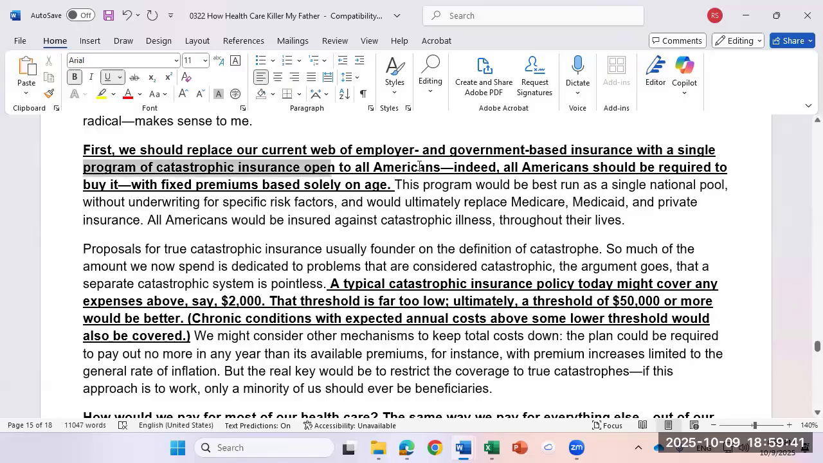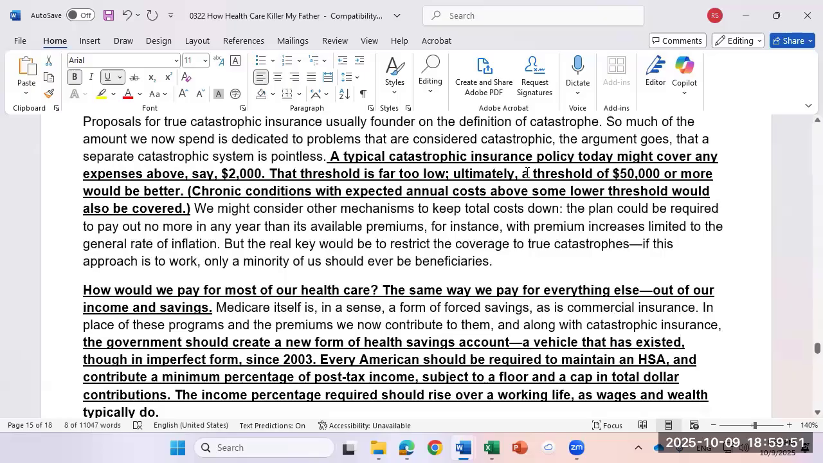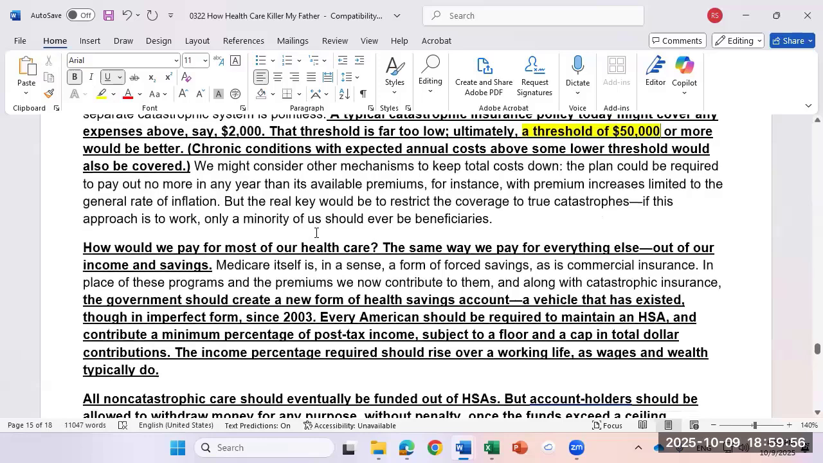There should just be one catastrophic program open for all. He actually wants this catastrophic piece to be provided by the government. So what does he mean by catastrophic? Are you ready for this? Drum roll. He wants a $50,000 deductible. Now his argument is, did y'all buy anything that cost $50,000 in your life? Maybe a car? How do you afford a car? How do you do it? Debt.